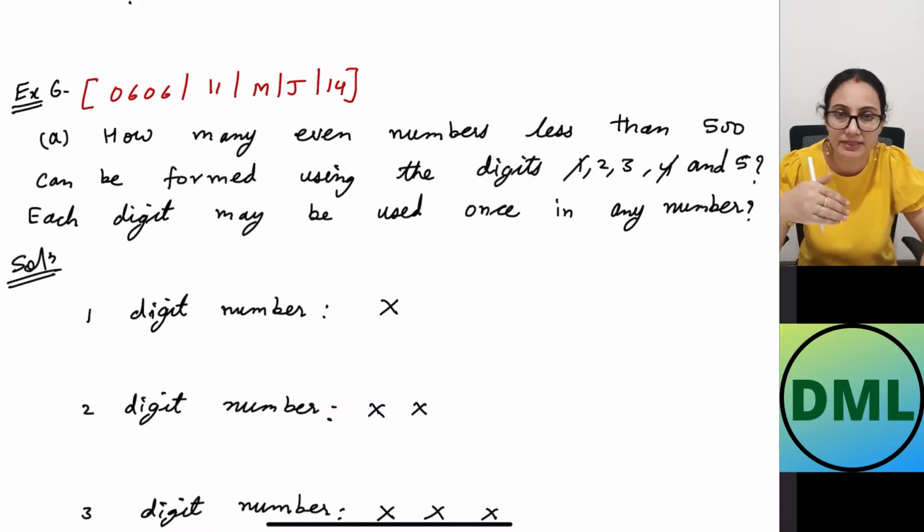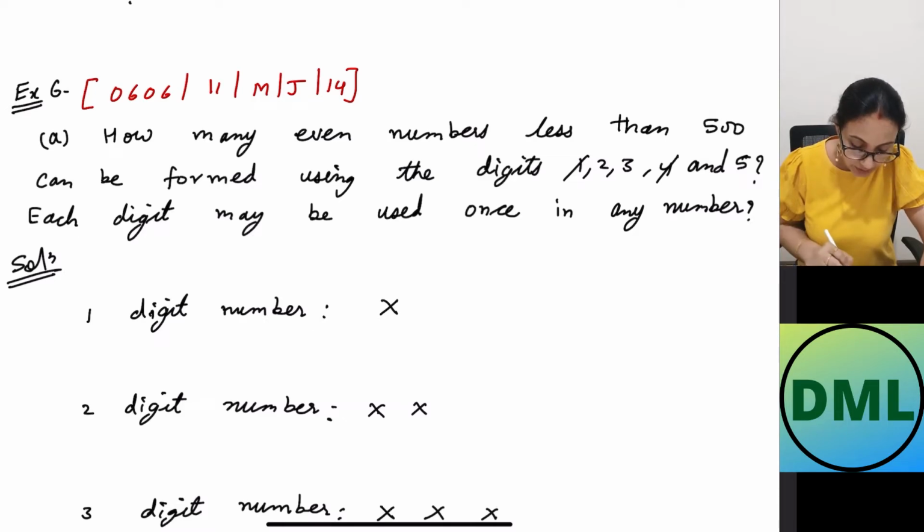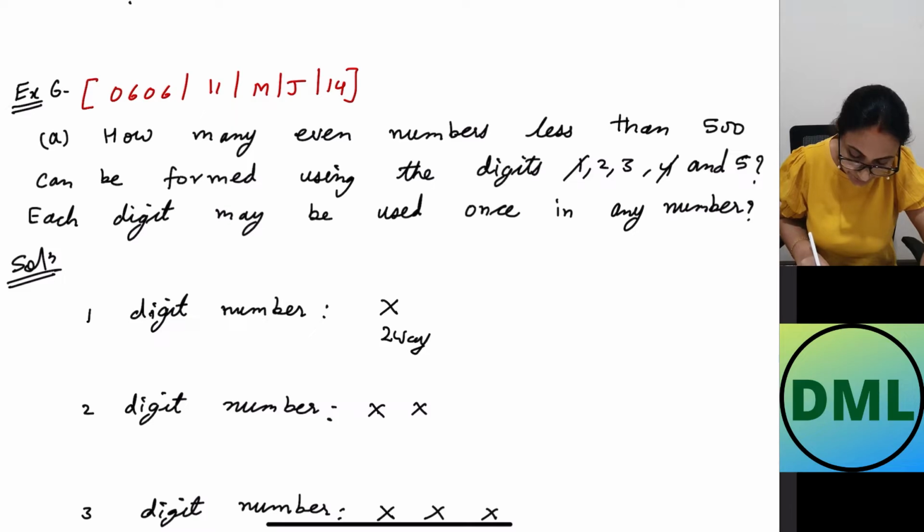When we are doing it separately, we don't have to multiply our answers. We have to add our answers. So let's do it separately first. Let's take the 1-digit number. That means only one cross is there. Now that number should be even. So how many even numbers are available with you? Either 2 or 4. So that means this place can be filled in 2 ways.